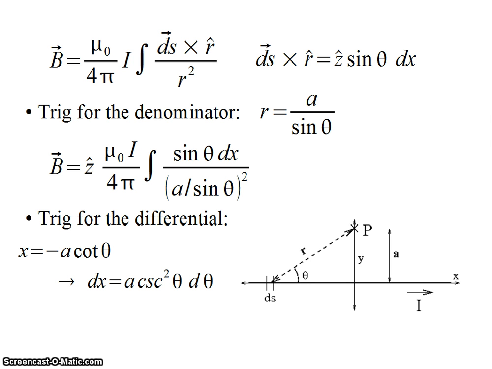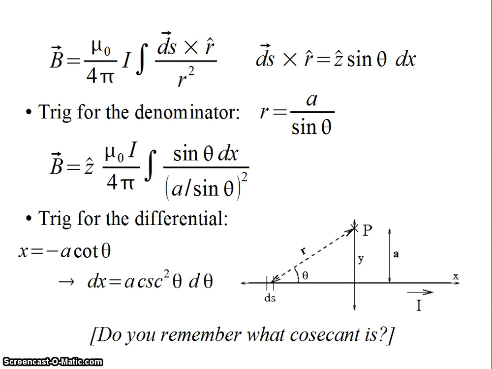Doing the calculus didn't really require you to remember the trigonometry of what cosecant is. Yes, the derivative of cotangent is cosecant squared, but you have to remember that cosecant is 1 over sine. And oh wow, look at the denominator there.